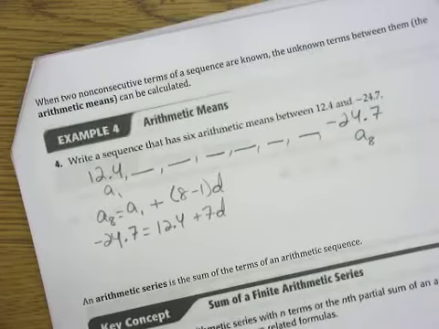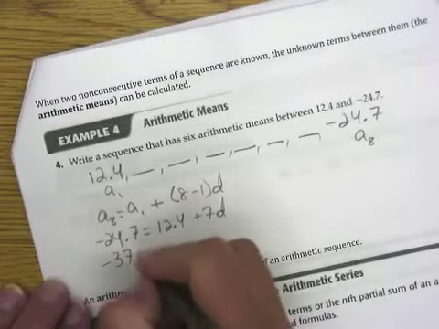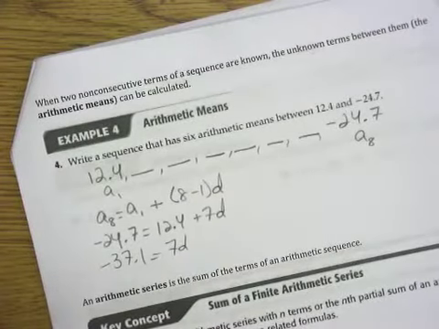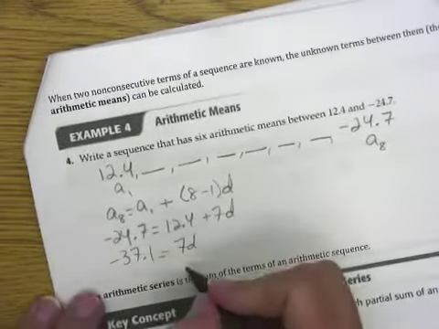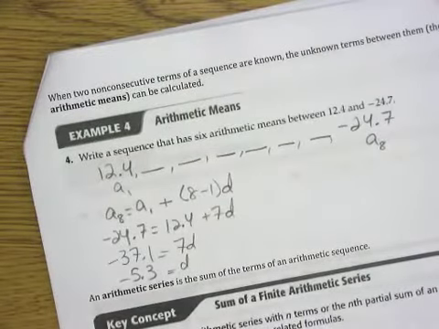I have negative 24.7 minus 12.4, giving me negative 37.1 equal to 7 times the common difference. So when I divide this by 7, I find that my common difference is negative 5.3.